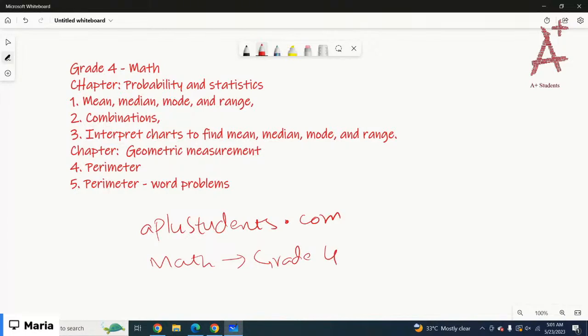So there you can find a list of the chapters. We're going to start with the chapter probability and statistics. And the lessons we're going to cover are mean, median, mode and range. Then combinations, interpret chart to find mean, median, mode and range. Then we'll start a new chapter that is geometric measurement, and the lessons we're going to cover today are perimeter and perimeter word problems. So let's just start with the chapter.